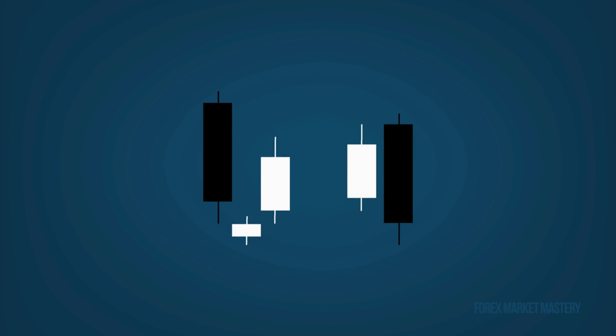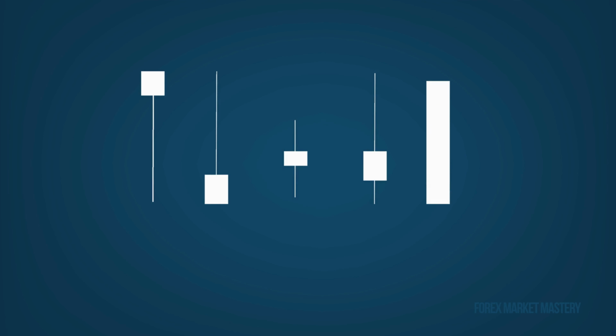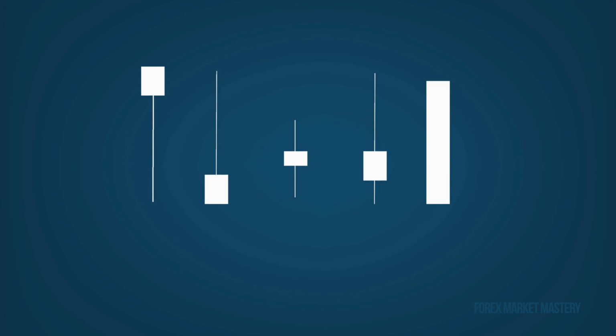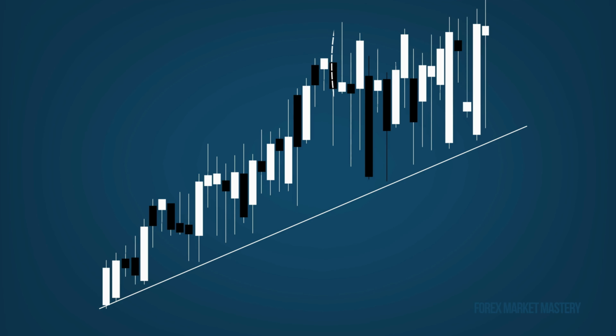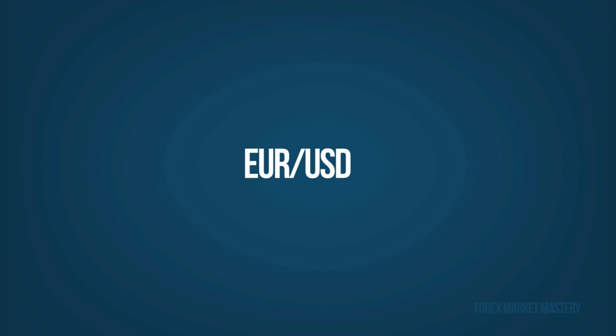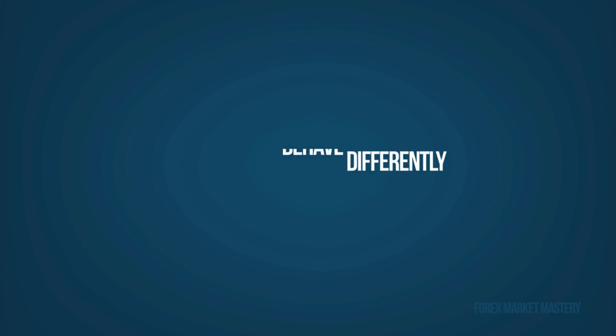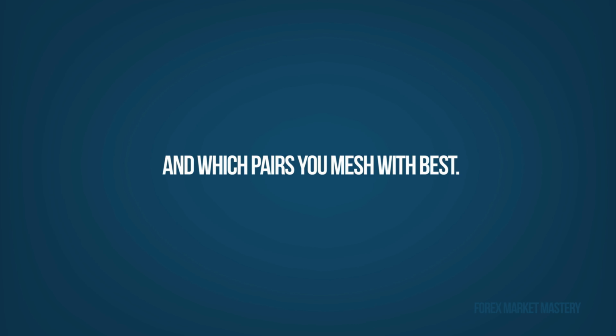Step 4. Focus on 1 or 2 patterns first. Master the hammer and engulfing patterns before trying to trade everything. Specialization beats generalization in trading. Step 5. Study these patterns across different Forex pairs: Euro-USD, GBP-USD, USD-JPY. See how they behave differently and which pairs you mesh with best.